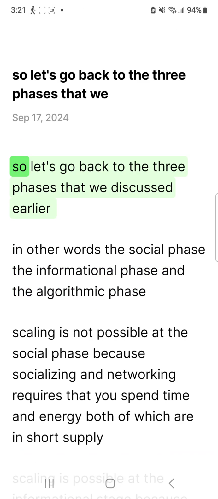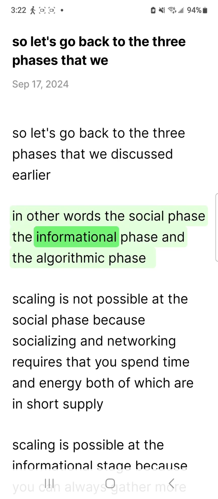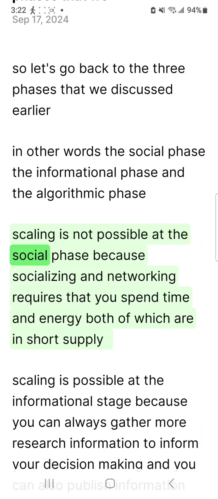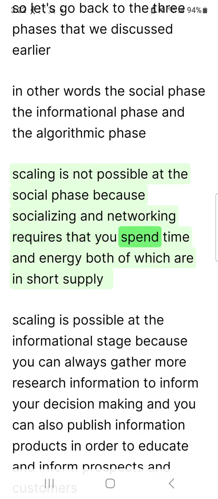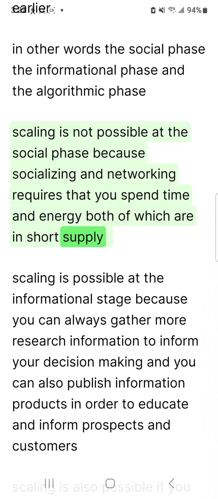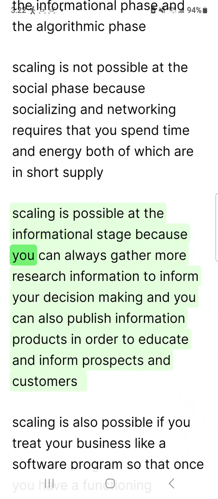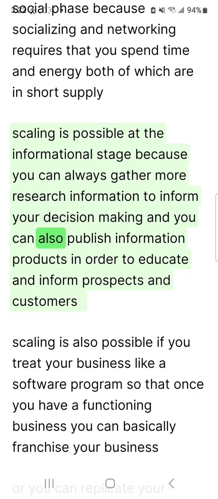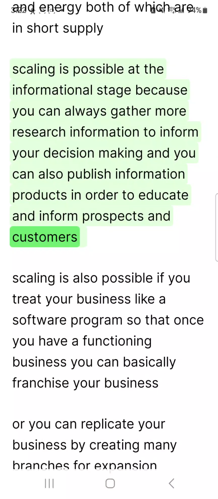So let's go back to the 3 phases that we discussed earlier. In other words, the social phase, the informational phase, and the algorithmic phase. Scaling is not possible at the social phase because socializing and networking requires that you spend time and energy, both of which are in short supply. Scaling is possible at the informational stage because you can always gather more research information to inform your decision making, and you can also publish information products in order to educate and inform prospects and customers.